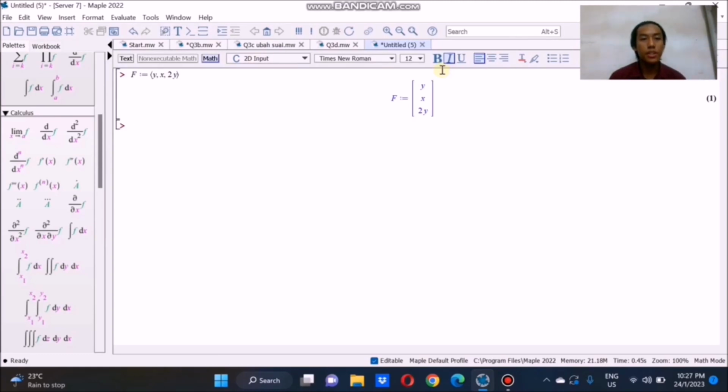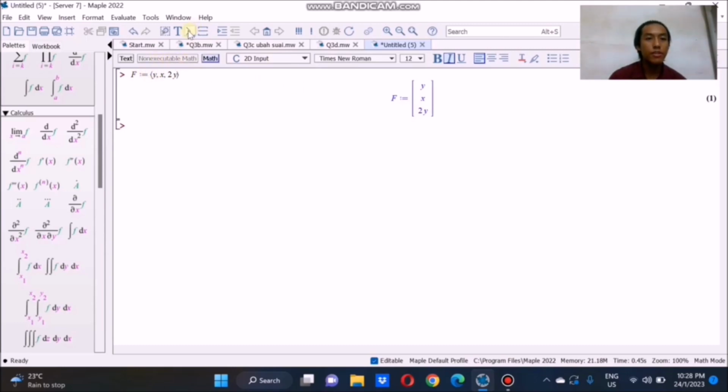For this assignment, multivariable calculus, I will be presenting question 3, and now I will do question 3A2. So first, we need to declare the question. From the question given, it shows F equals Yi plus (x plus 2y)j. So I declare here in the form of brackets, y comma x comma 2y, and then here it shows the matrix for the F that I have declared.